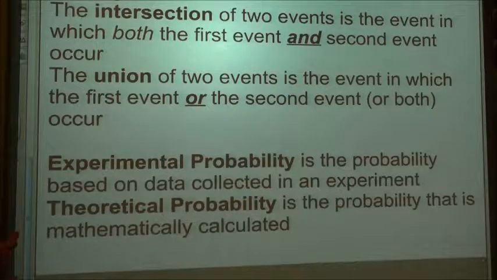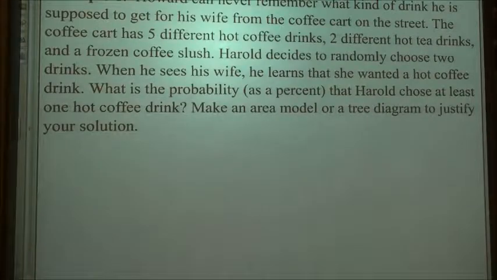So we're going to do a couple examples. Howard can never remember what kind of drink he is supposed to get for his wife from the coffee cart on the street. The coffee cart has 5 different hot coffee drinks, 2 different hot tea drinks, and a frozen coffee slush. Harold decides to randomly choose 2 drinks. When he sees his wife, he learns that she wanted a hot coffee drink. What is the probability as a percent that Harold chose at least 1 hot coffee drink? Make an area model or a tree diagram to justify your solution.